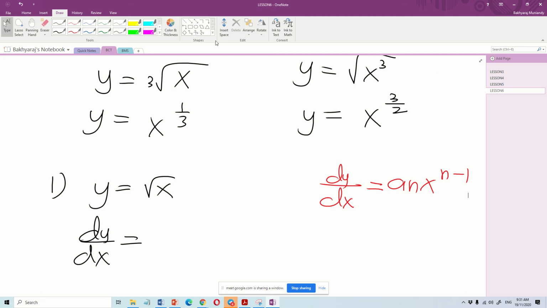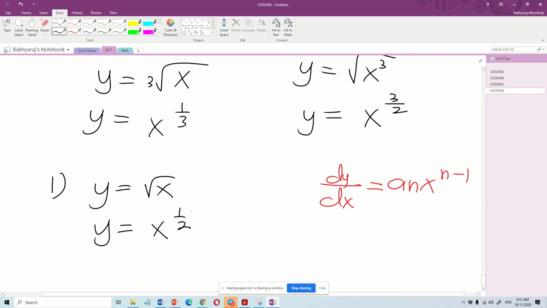Okay, so the first step is to go for dy dx. Before you go for dy dx, you have to do some modification on your equation. So what is your modification? Y equals x power of 1 over 2. That is what you have to do. You must get what is the power n, and what is the a. Here the a is 1, so nothing changes. The a is 1, and n is 1/2. So this is our n.